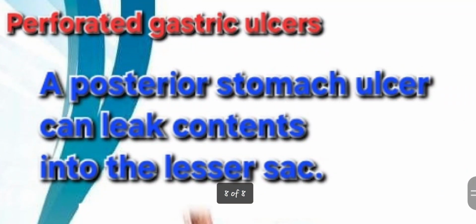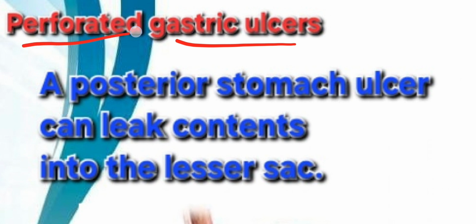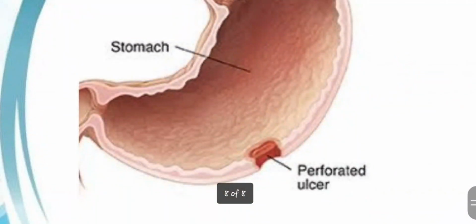Coming to the perforated gastric ulcer. A gastric ulcer means the lining of the stomach gets affected due to infections or hypersecretion of HCl. But what is a perforated gastric ulcer? The whole thickness of the stomach wall gets affected and becomes a hole. The full thickness of the stomach is affected. That is referred to as a perforated gastric ulcer.